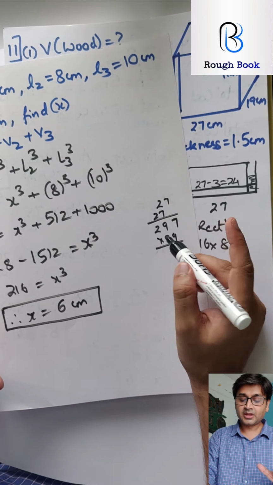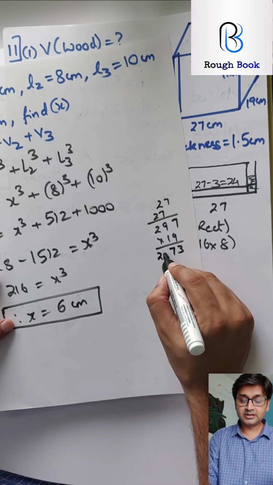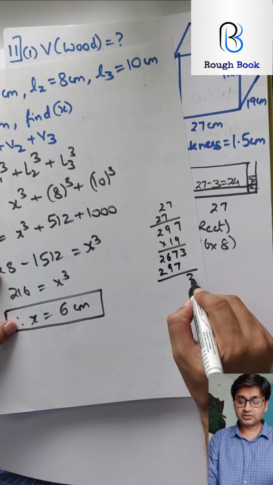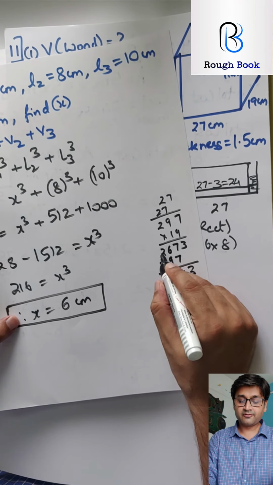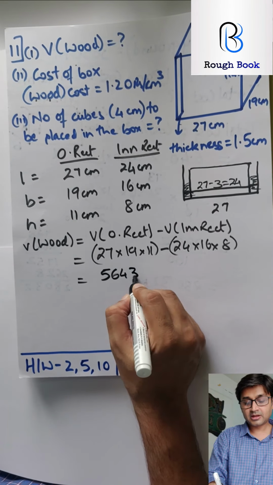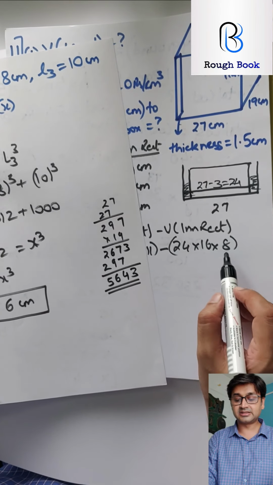So 63, 87, 8, 9 to the 18 plus 8, 26. 7, 9 and 2. So 3, 14, 10, 16, 4 and 1, 5. So 5, 6, 4, 3 is the outer rectangle. Now inner rectangle 24, 8 and 16.